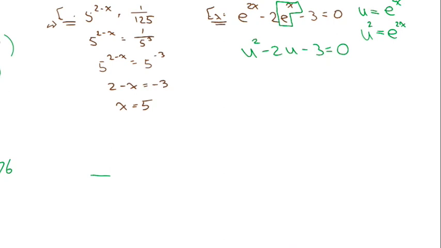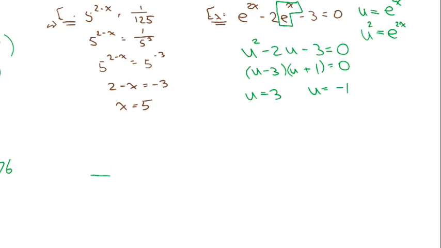All right, here, factors of 3 that subtract up to 2. Negative 3, positive 1. So u minus 3, u plus 1. And setting both of those factors equal to 0, you get u is equal to 3, and u is equal to negative 1. Okay, great, wonderful, except for one problem.